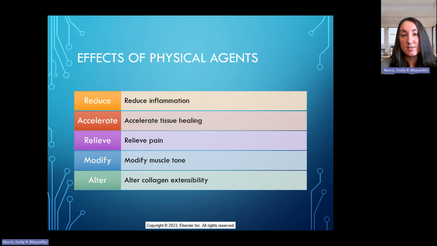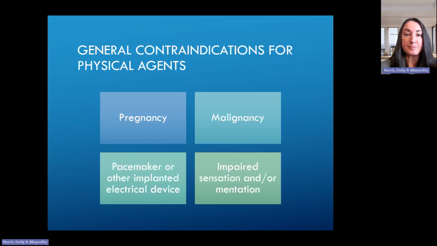Some of the effects that physical agents have: they reduce inflammation, increase tissue healing, they relieve pain, they modify the muscle tone. Whether you have too much tone, they could decrease it, or in some cases, like neuromuscular e-stim, they may be able to increase your muscle tone, and they can alter the collagen extensibility, like making tissues move further, stretch further, have better range of motion by altering the elasticity.